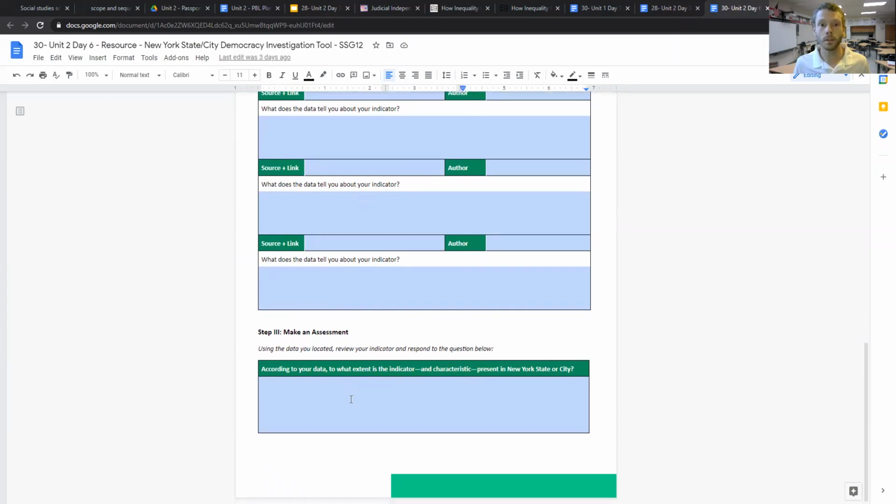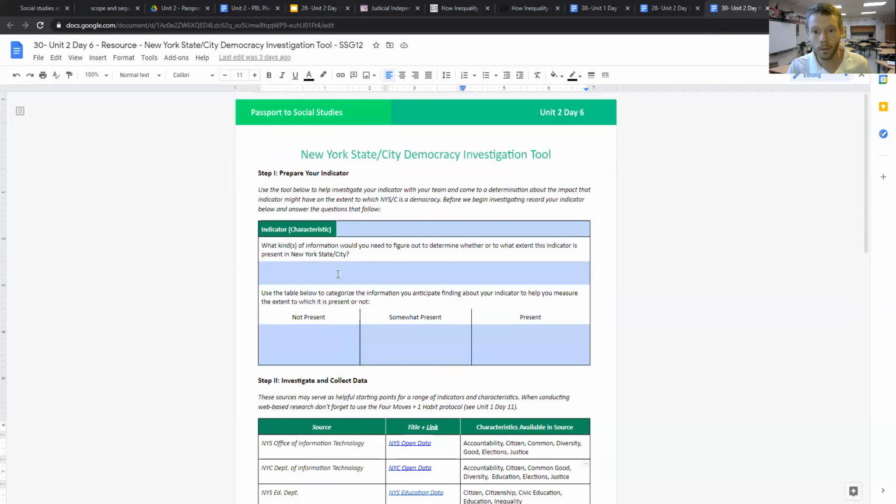And they'll really see, is this particular indicator or characteristic present in New York State or New York City? And really, to what degree is that indicator actually present? And that'll be the culminating activity for mini unit A. It really serves as a nice formative assessment to help students be able to illustrate their growing understanding of what the characteristics are of democracy, along with how to measure the ways in which those characteristics actually manifest themselves within their local city and state communities.